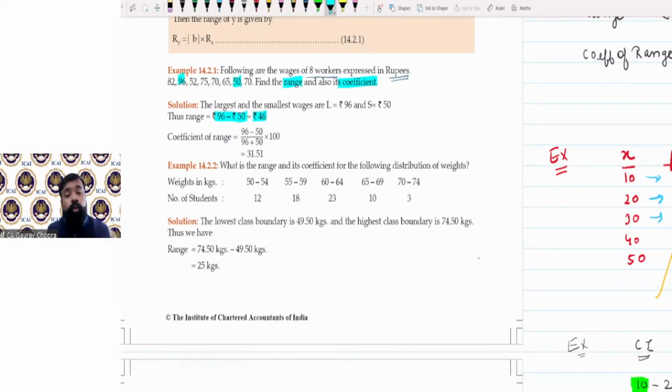So you have to write the unit while talking about range. But when we are talking about the coefficient of range, rupees will not be used because it is multiplied by 100. So it is in terms of percentage. If you don't multiply by 100, it will be in terms of a ratio.